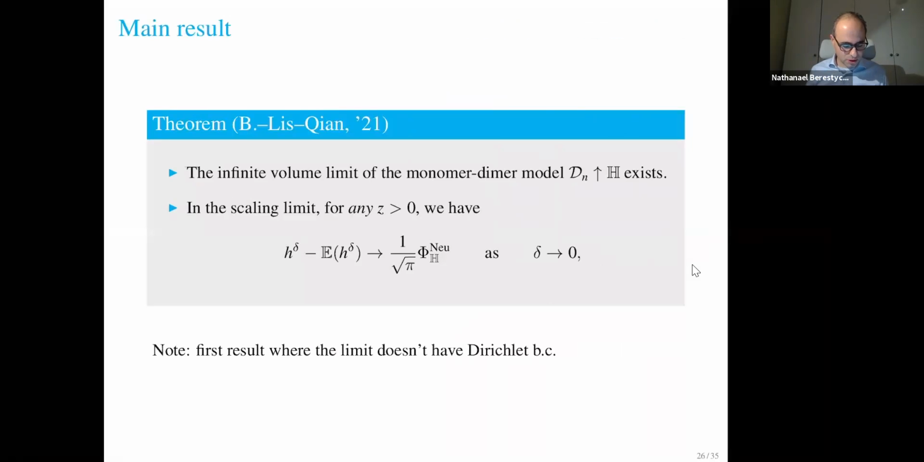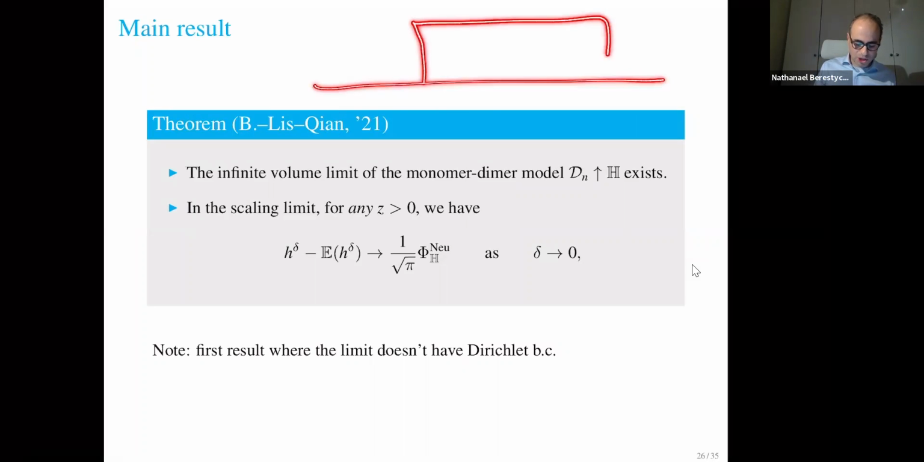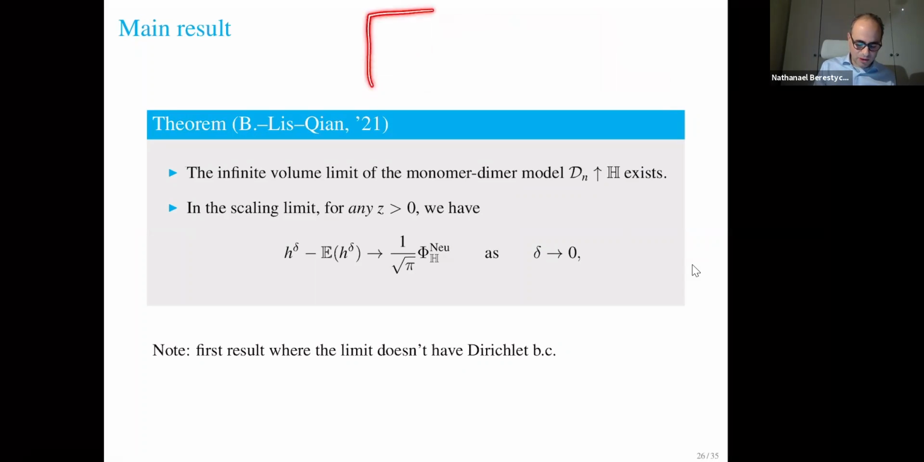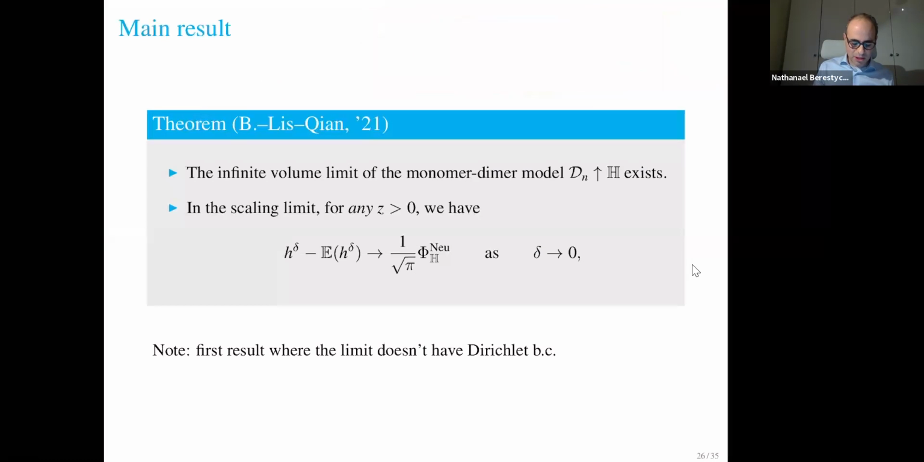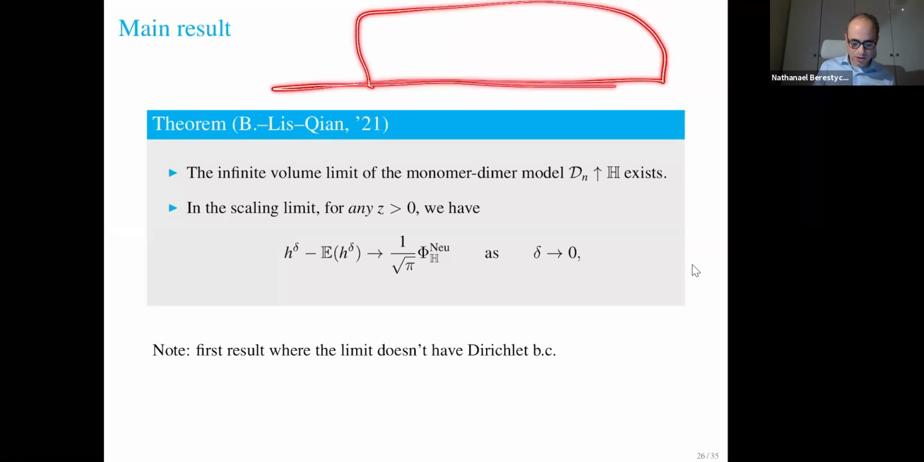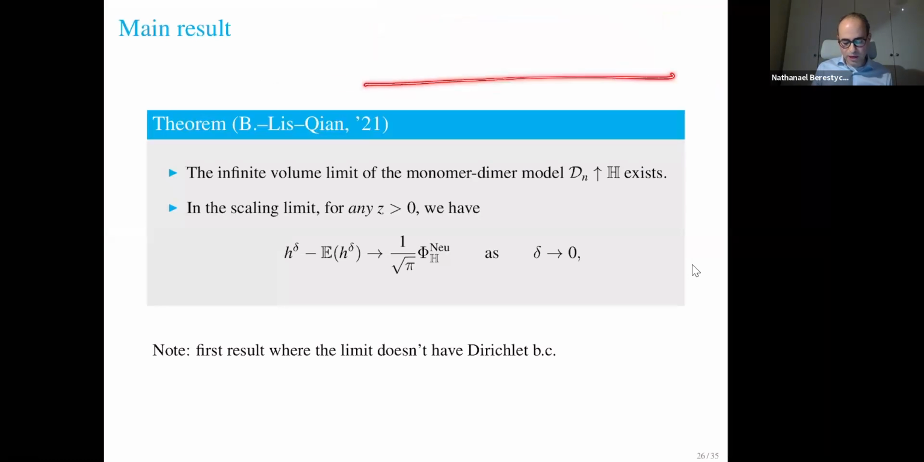So here's the content of our main result. The first result says the following. We take, first of all, an approximation of the upper half plane by bigger and bigger domains. So here's the real line, and here's the domain D_n, that becomes bigger and bigger in such a way that eventually it becomes the upper half plane. And the real line is where I'm going to allow monomers.